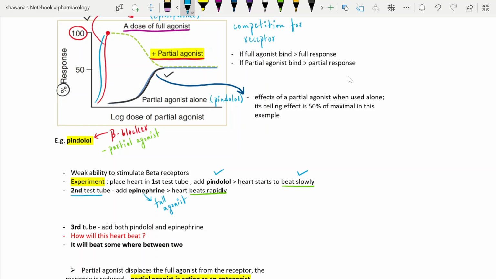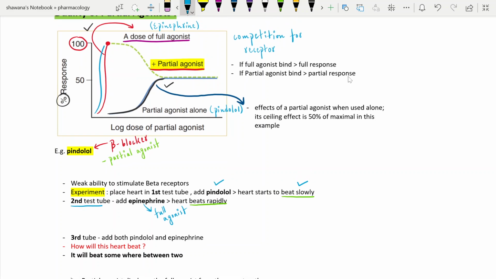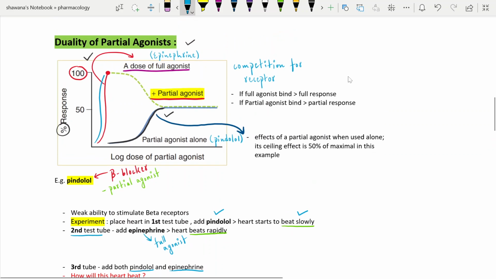The question is, how will this heart beat? The answer is that it will beat somewhere between the two. It means that pindolol has a heart beating slowly and epinephrine has a heart beating rapidly, and when we add these two together in one heart, the beating of the heart will be somewhere between the two. Let's talk about this diagram.